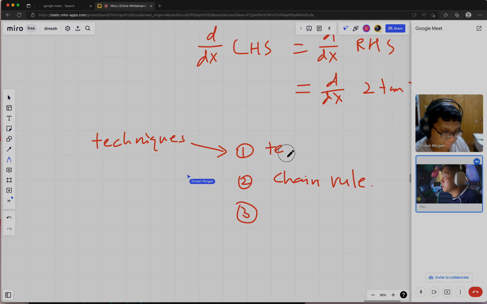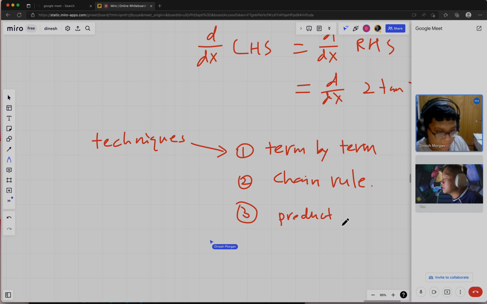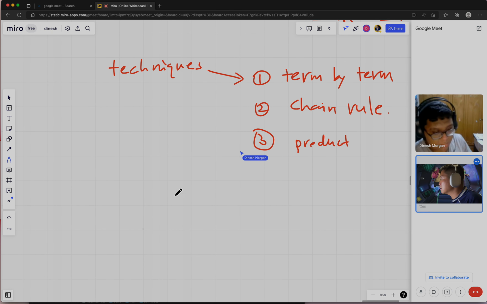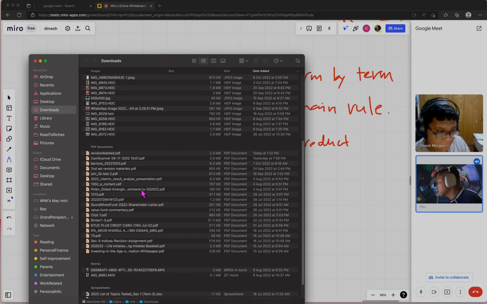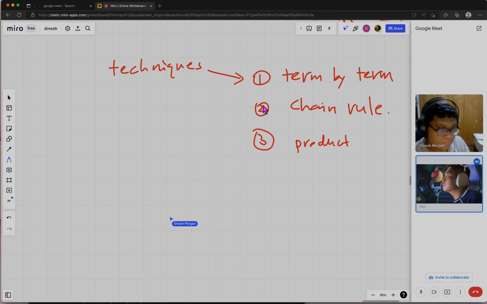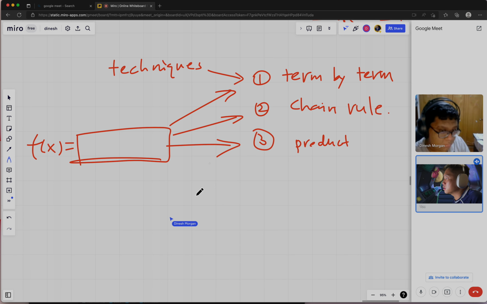Then this is term by term. Then this is product. But actually quotient is actually product, I mean you can see it as product. Okay, so I'm going to give you an example. Let me just pick one question and then we talk about it. Whatever complicated function you have, you can only solve it by this way, or this way, or this way.